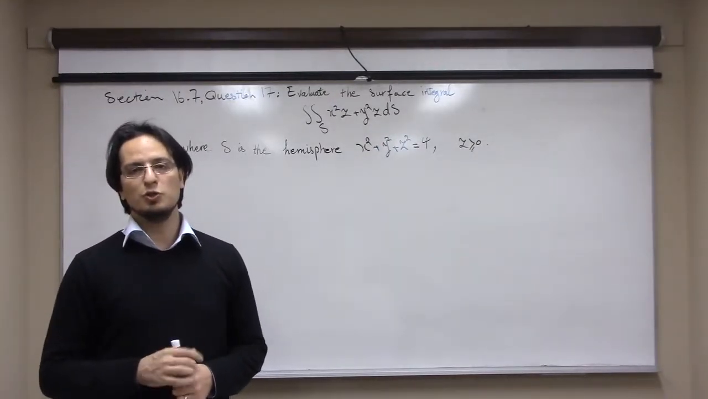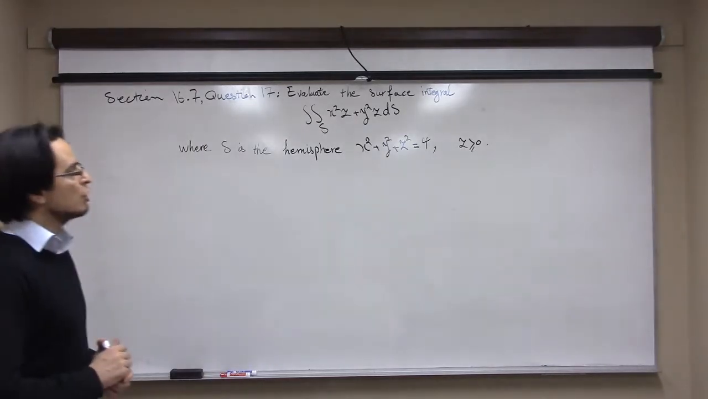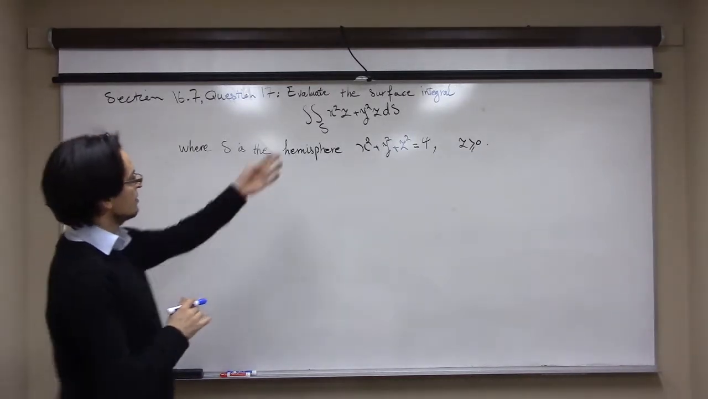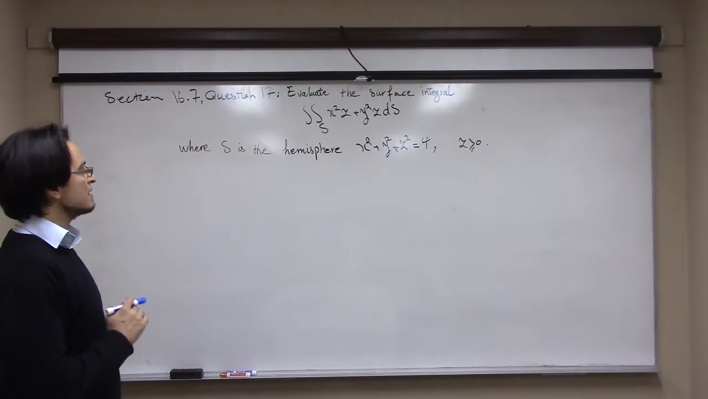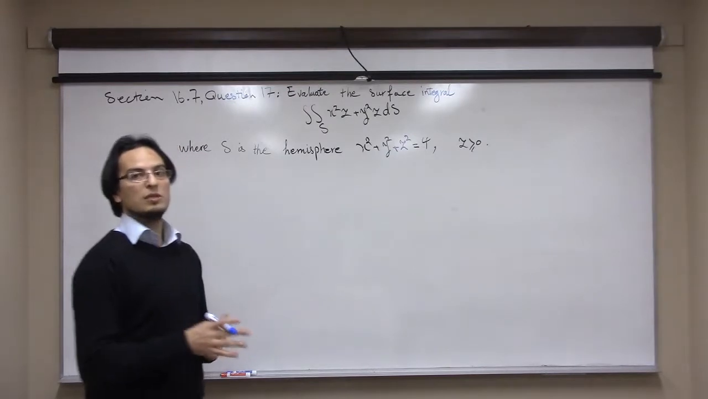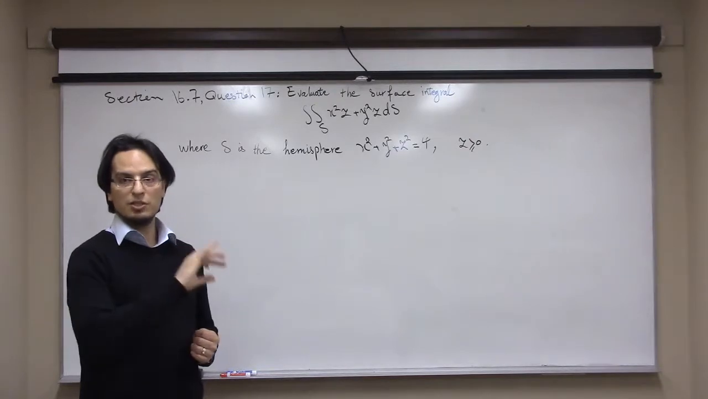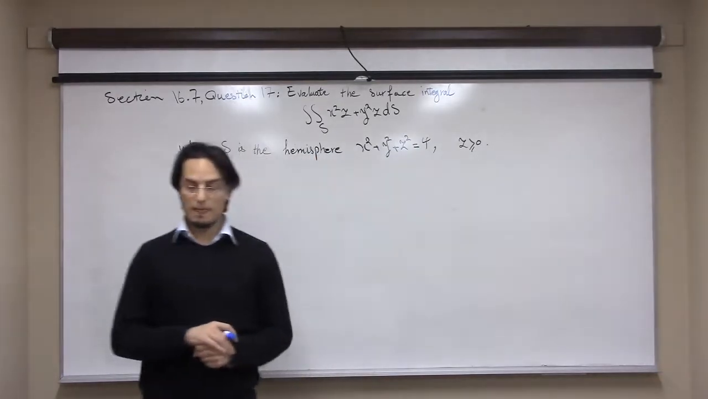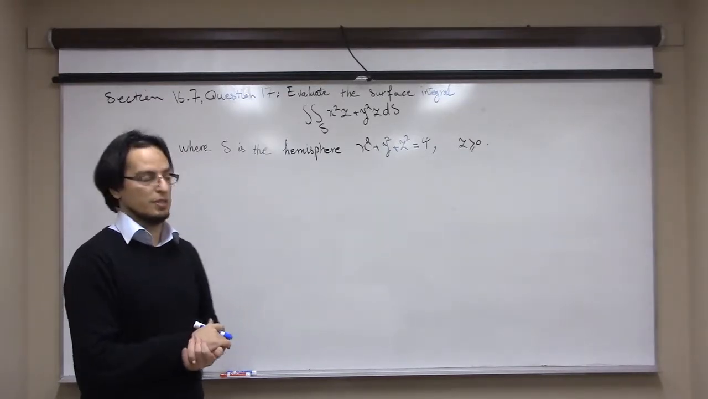In this video I'm going to do question 17 from section 16.7. The question asks to evaluate the surface integral of x squared z plus y squared z dS, where S is the hemisphere given by the equation x squared plus y squared plus z squared equals 4. That's the equation for a sphere centered at the origin with radius 2. But we're just taking a hemisphere, that means z is bigger than or equal to 0, so we're just taking the upper hemisphere for this integral.